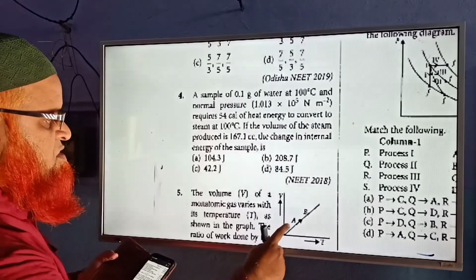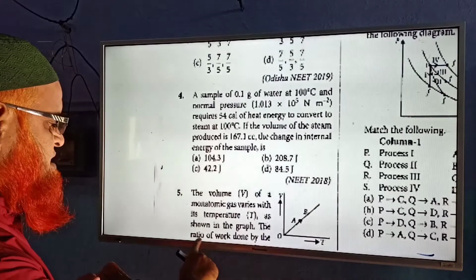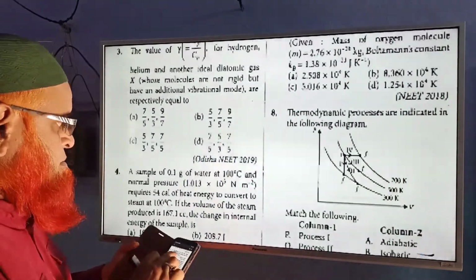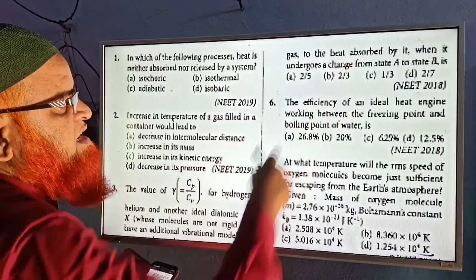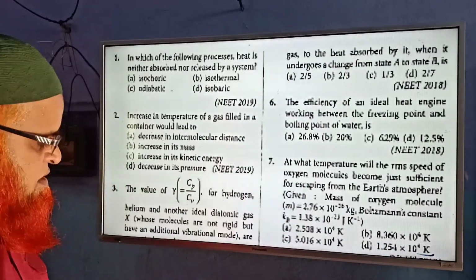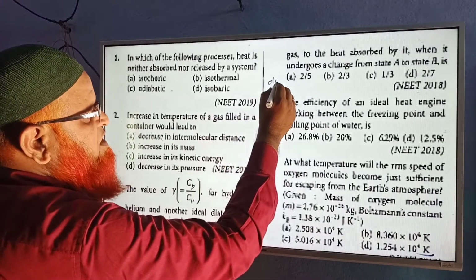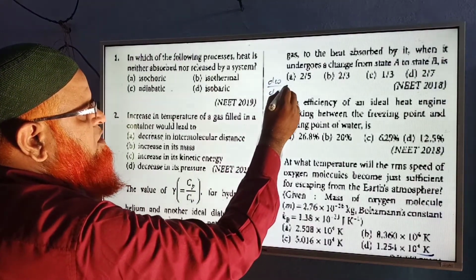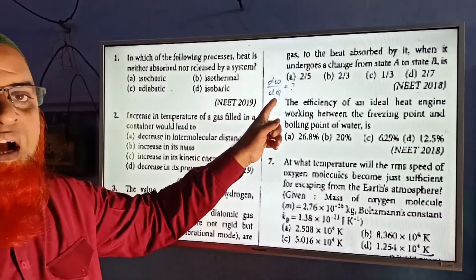So this is the next problem, state 1 to state 2 on a VT graph. Okay, what is it asking? The ratio of work done to the heat absorbed. So what is he going to ask of us? Just see, the ratio of work done. That means he is asking us to find dW by dQ. Okay, so we have to find out what dW by dQ is.